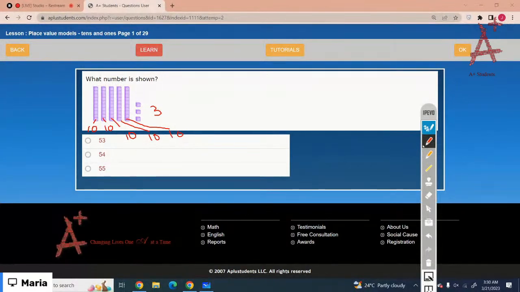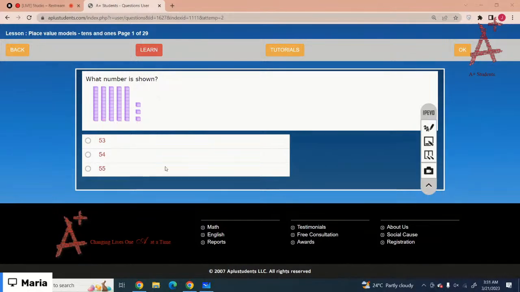And 50 plus 3 makes 53. Got it? You have to just add 10 plus 10, 20, 30, 40 and 50. So it makes 53. Got it?